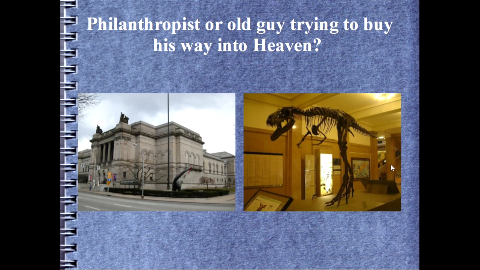Now, usually these guys, when they start getting old, they start getting a little worried because they're closing in on the finish line. They end up trying to give back to the community. They call it philanthropy, or it's just an old guy trying to buy his way into heaven. Up in Pittsburgh, we got the Carnegie Museum of Natural History right here. So he's trying to give back to the community here by building a museum for everybody.